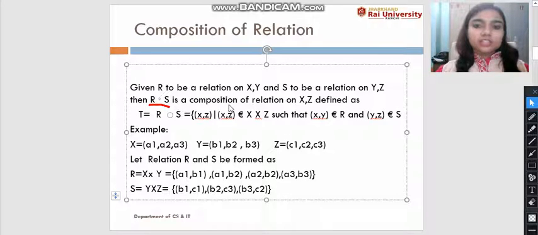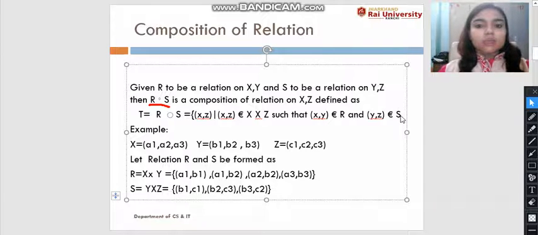R dot S is a composition of relation on X, Z defined as T, which is equal to R dot S, and it contains the element XZ. It maps the element of X to the element of Z such that XZ belongs to the Cartesian product X cross Z, where XY belongs to the relation R and YZ belongs to the relation S.